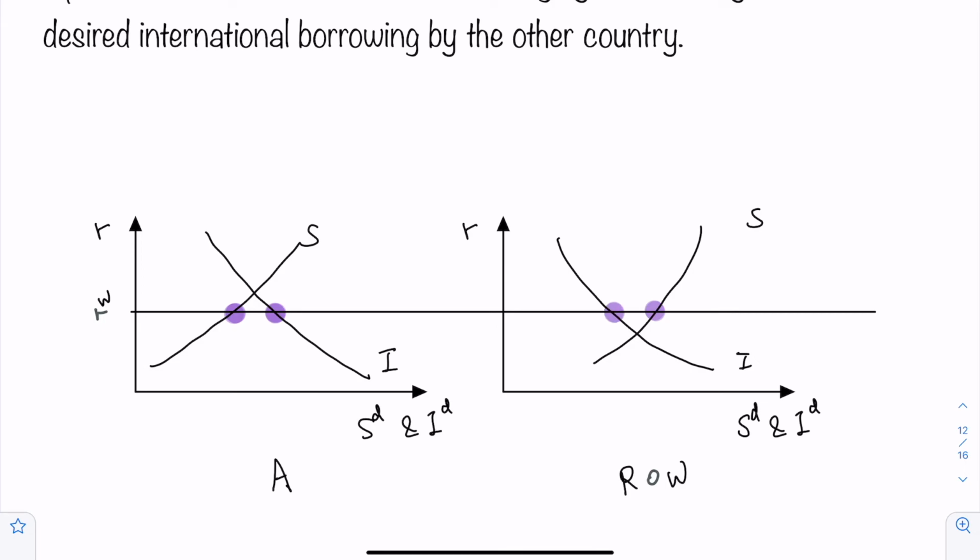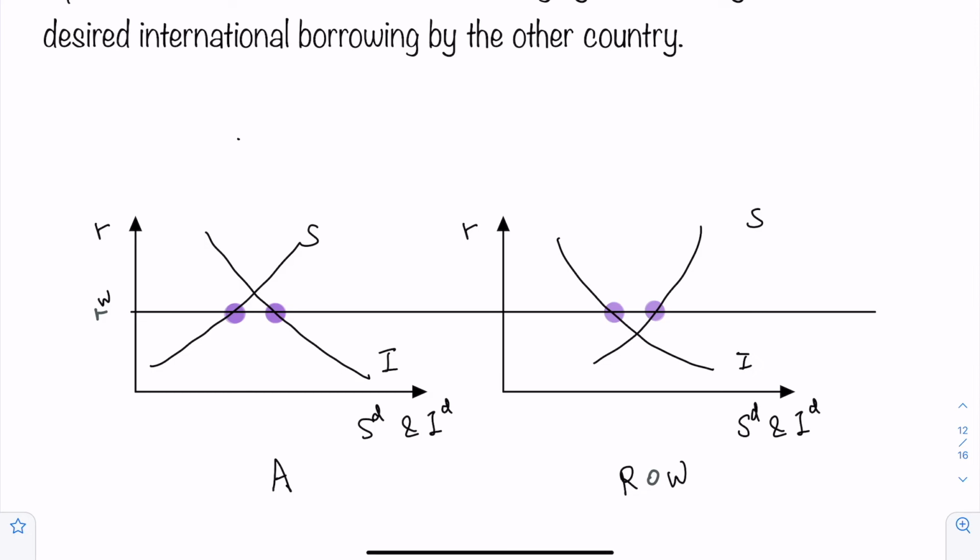So in that case, should there be any changes in the equilibrium of the large open economy, it will affect the equilibrium of the rest of the world. For example, if the economy turns out to invest more, the changes in the equilibrium real interest rate of a large open economy will affect the world, and it will change the saving and investment decisions of the rest of the world.